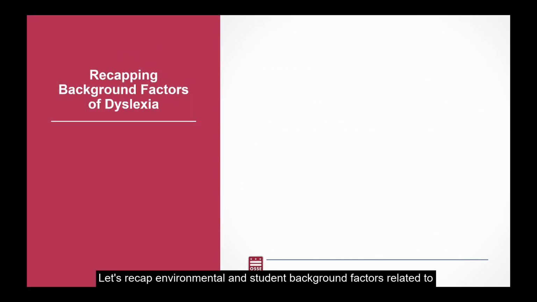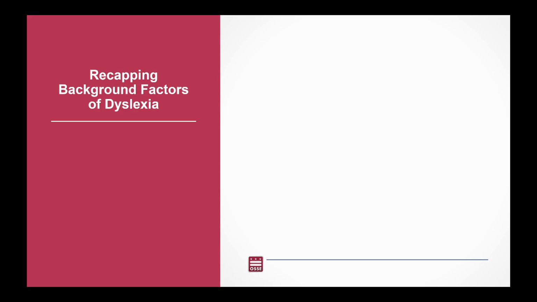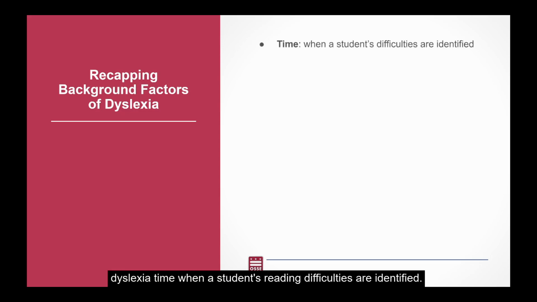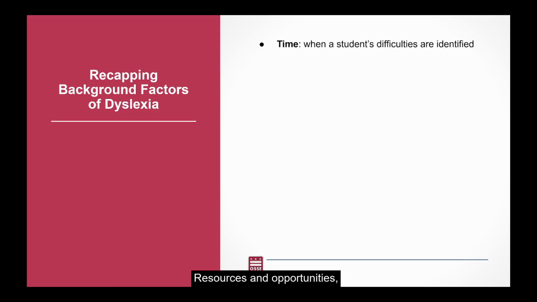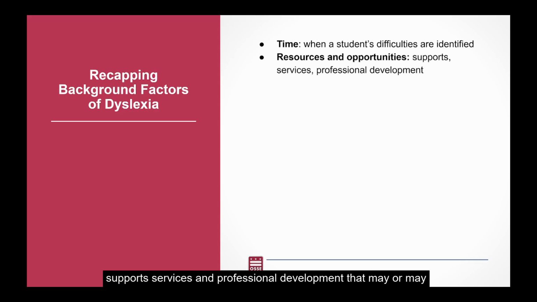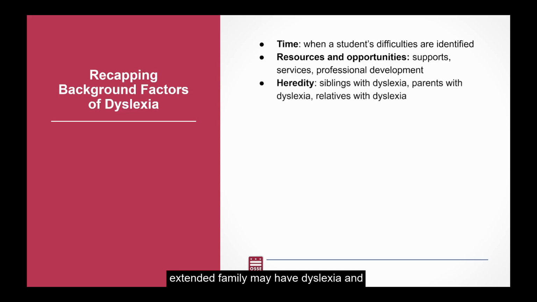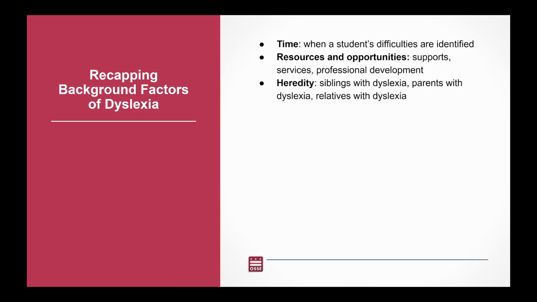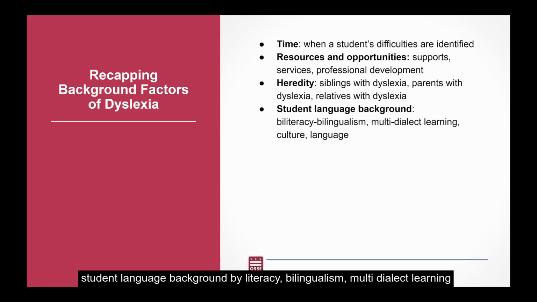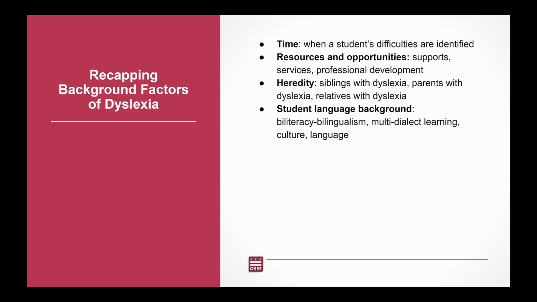Let's recap environmental and student background factors related to dyslexia. Time, when a student's reading difficulties are identified. Resources and opportunities, supports, services, and professional development that may or may not be available to families and school professionals. Heredity, siblings may have dyslexia, parents may have dyslexia, extended family may have dyslexia, and student language background, biliteracy, bilingualism, multi-dialect learning, and cultural and language variations should be honored and recognized.